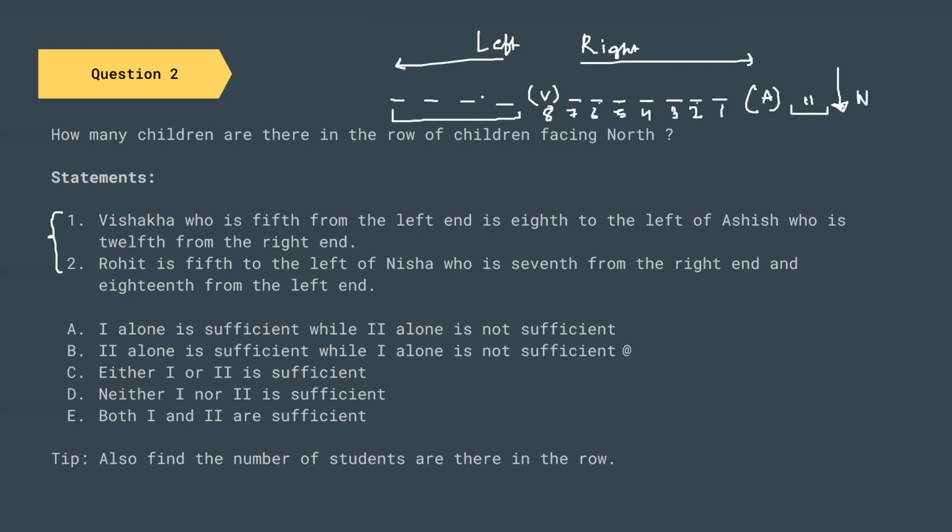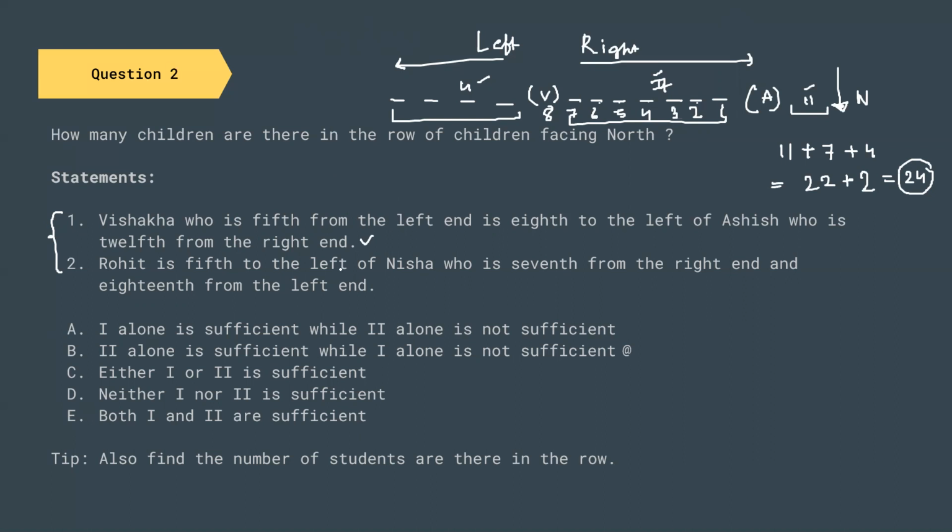So there will be 4 students here, there will be 7 students here, and there will be 7 students here, and there will be 11 students. So this will be 11 plus 7 plus 4, that gives us 22, plus Ashish and Vishaka are also standing on the line. So we will add plus 2 with it and we will get 24. So using this first statement, we can guess how many students are there in a particular row.